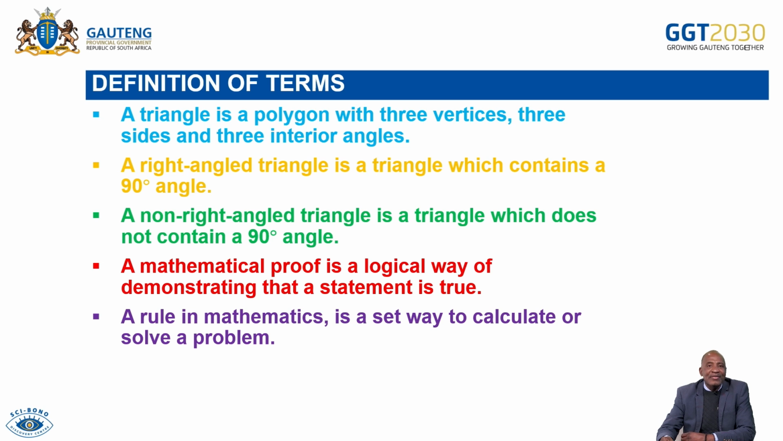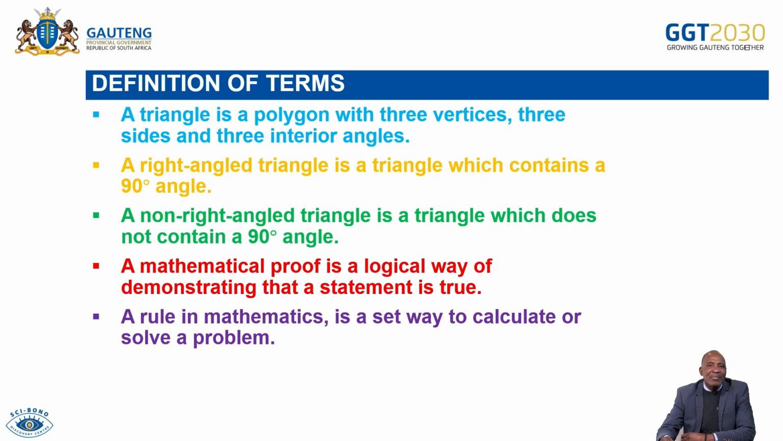So if any triangle is presented to you, you study the diagram, you don't make any assumption, you don't see a 90-degree angle unless you have got a reason why you are saying it's 90. Otherwise, that triangle is a non-right angled triangle. It basically doesn't contain a 90-degree angle.